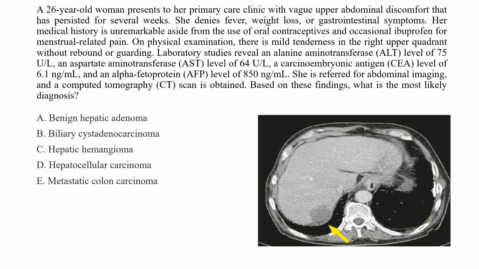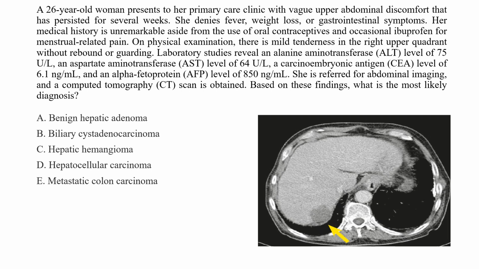A 26-year-old woman presents to her primary care clinic with vague upper abdominal discomfort that has persisted for several weeks. She denies fever, weight loss, or gastrointestinal symptoms. Her medical history is unremarkable aside from the use of oral contraceptives and occasional ibuprofen for menstrual-related pain. On physical examination, there is mild tenderness in the right upper quadrant without rebound or guarding.